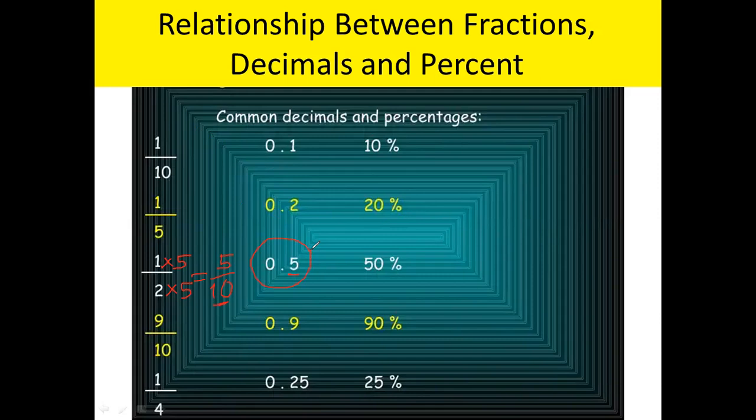Or if we convert that into a percentage, we said we multiply that fraction with 100% to get the percentage equivalent. So 100 by 2 is 50. So we have now 1 times 50 over 1, which is equivalent to 50%.